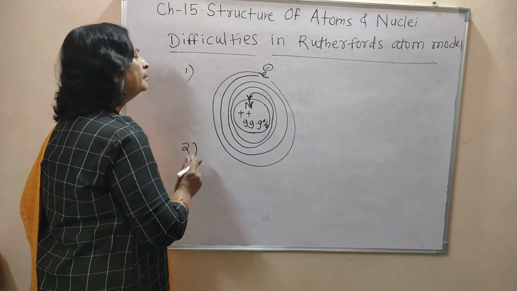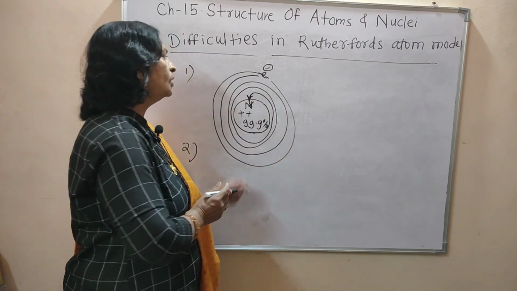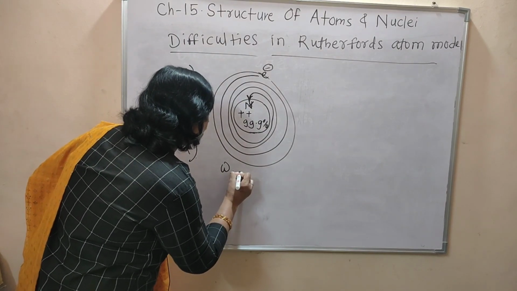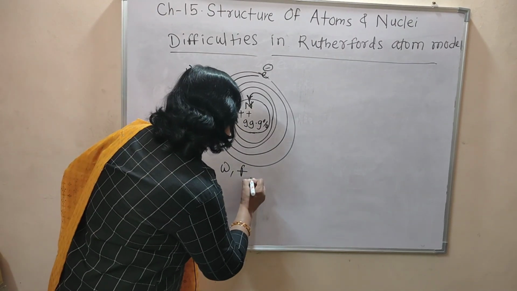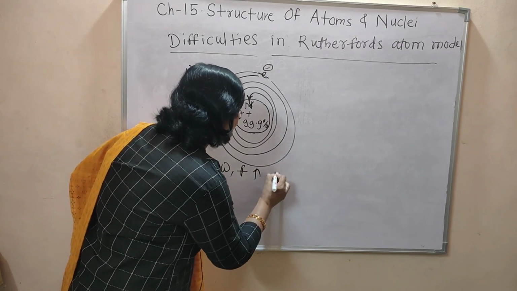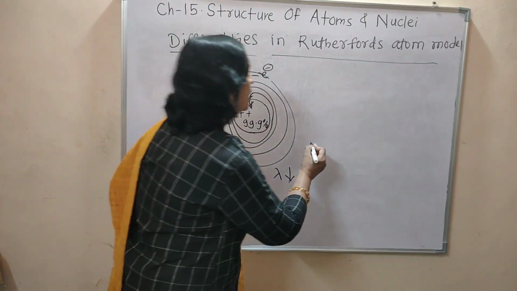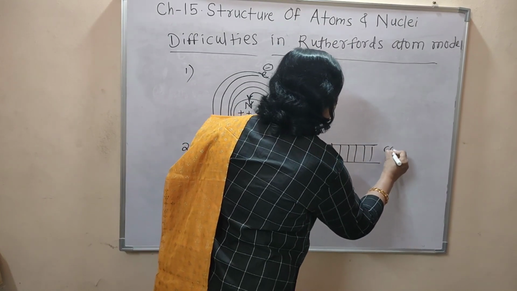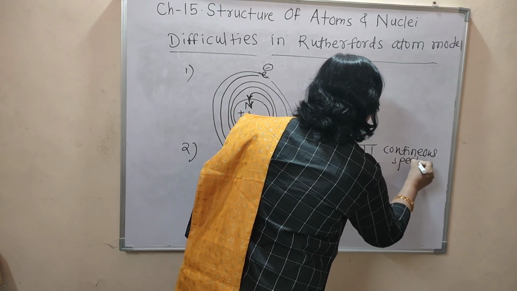What is the second difficulty? When the electron follows an inward spiral path of decreasing radius, its angular velocity and angular frequency both go on increasing, and its wavelength goes on decreasing, and therefore it gives a continuous spectrum, with continuous colors present.